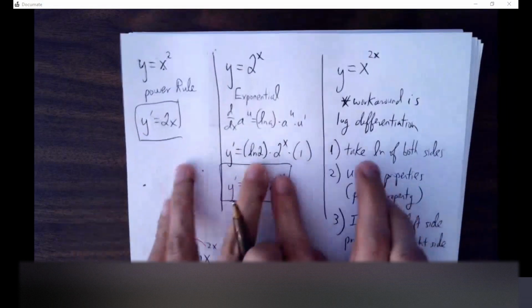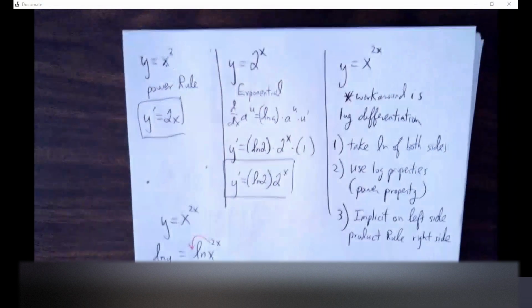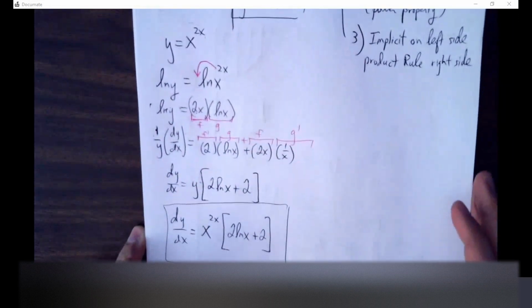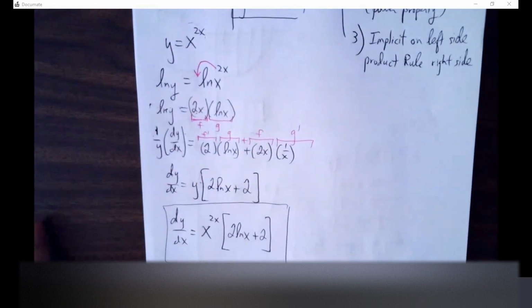Okay, does that help? Seeing the similarities, but then also distinct differences and the specific steps for log differentiation. Yes, thank you. Good.